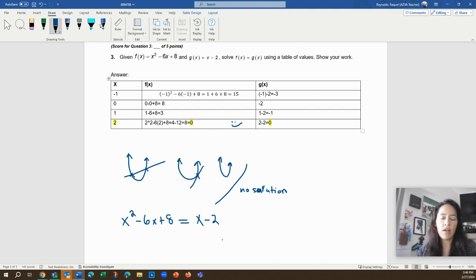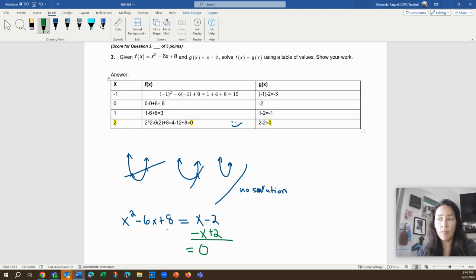To algebraically solve, we want to set one side equal to 0. So hopefully you're okay with this. I'm going to subtract x and I'm going to add 2. I'm going to do it right at the same time. Negative 2 plus 2 is 0. x minus x is 0. That whole thing equals 0.